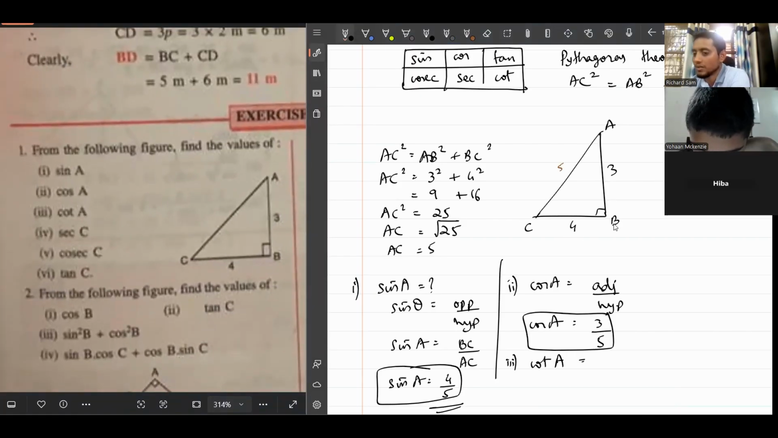Sir, is cot A 3/4? Yes. See, if you're taking C as the angle, then BC is the adjacent. If you're taking A as your angle, then AB is the adjacent. Some questions have A, some have C. So wherever the question has A, then AB is the adjacent. If the question has C, CB is the adjacent. The other one is the opposite. Hypotenuse will never change. Adjacent and opposite will change based on what is the angle.